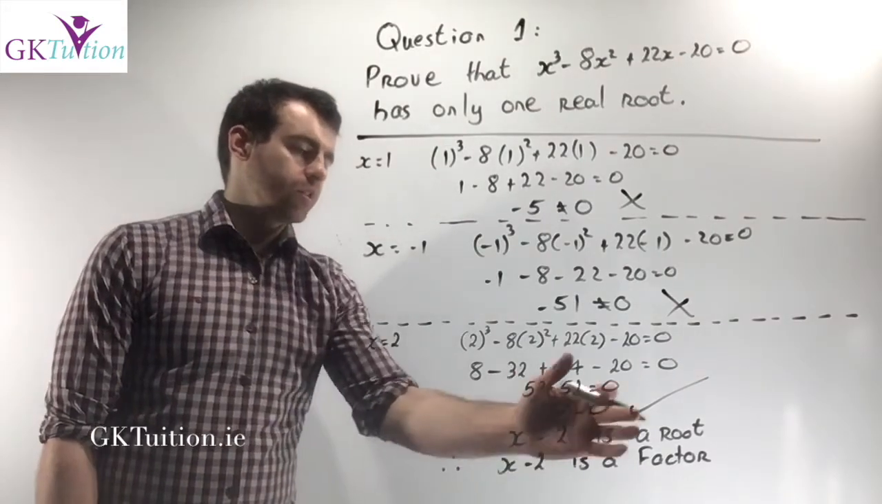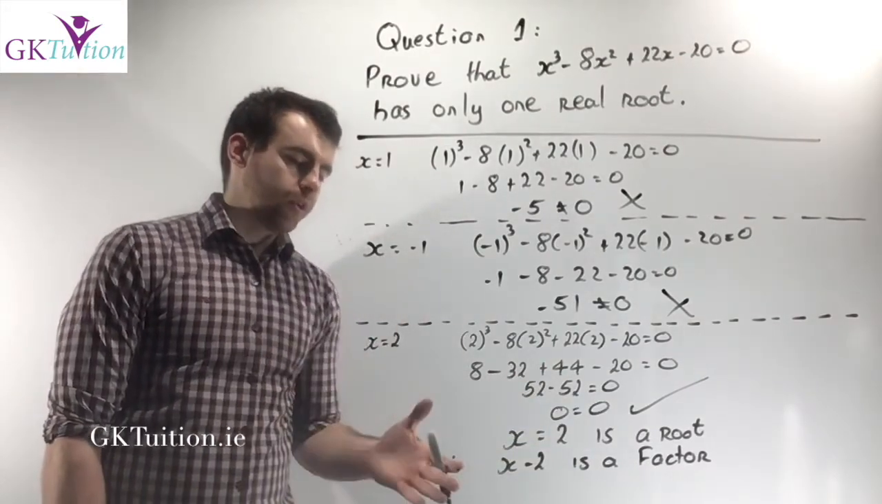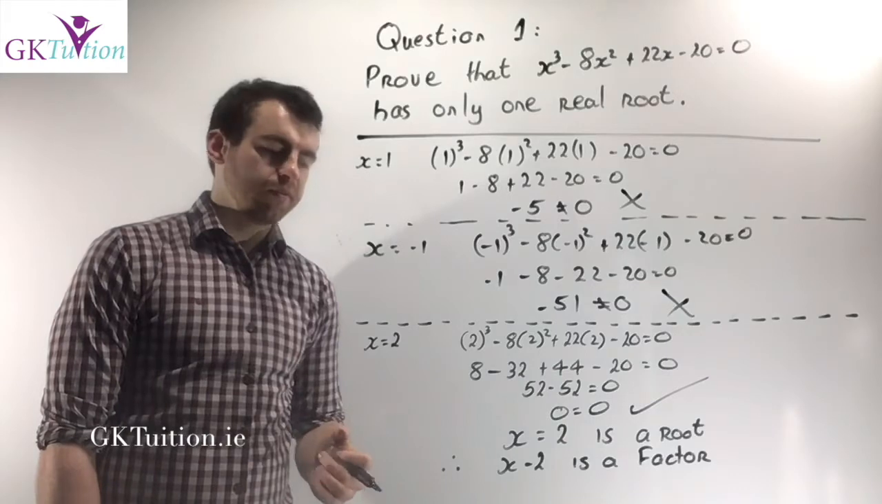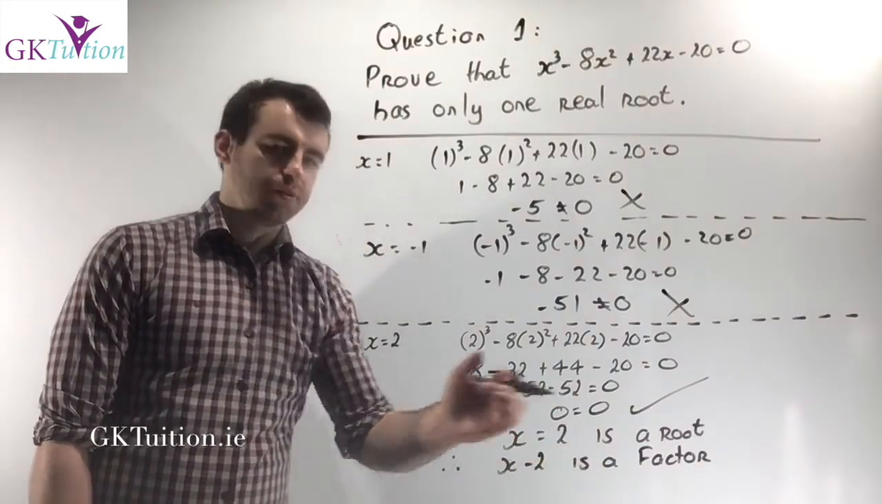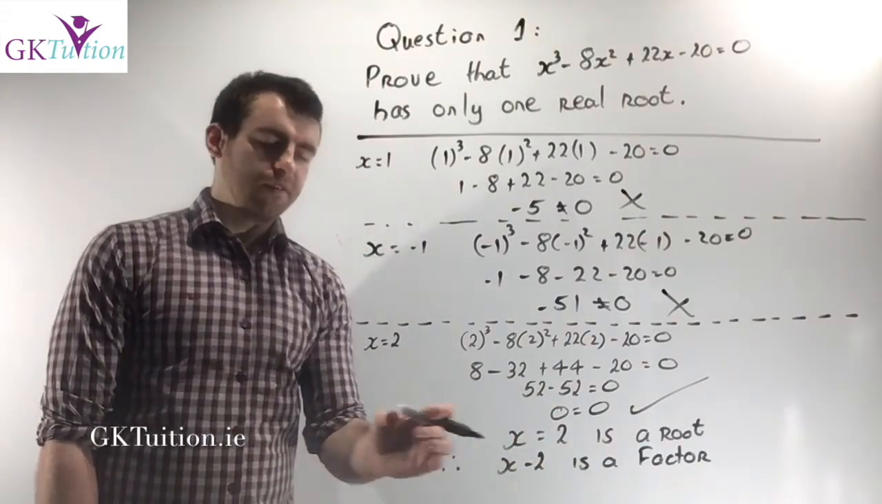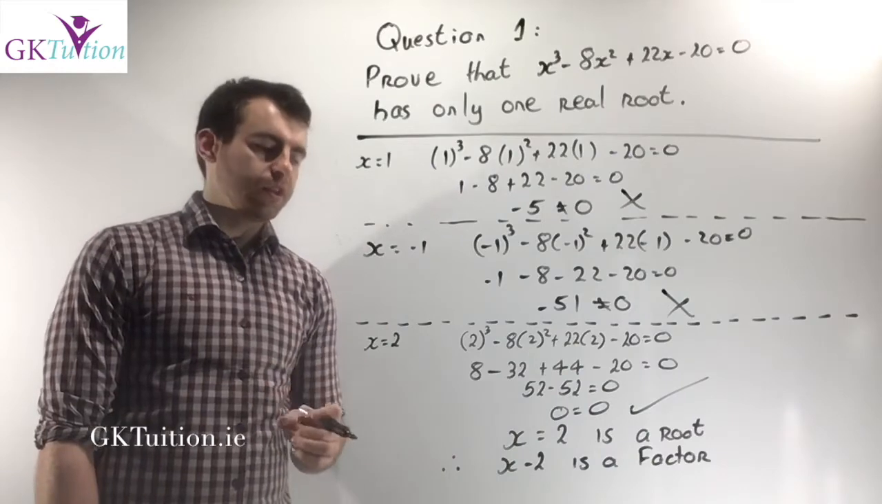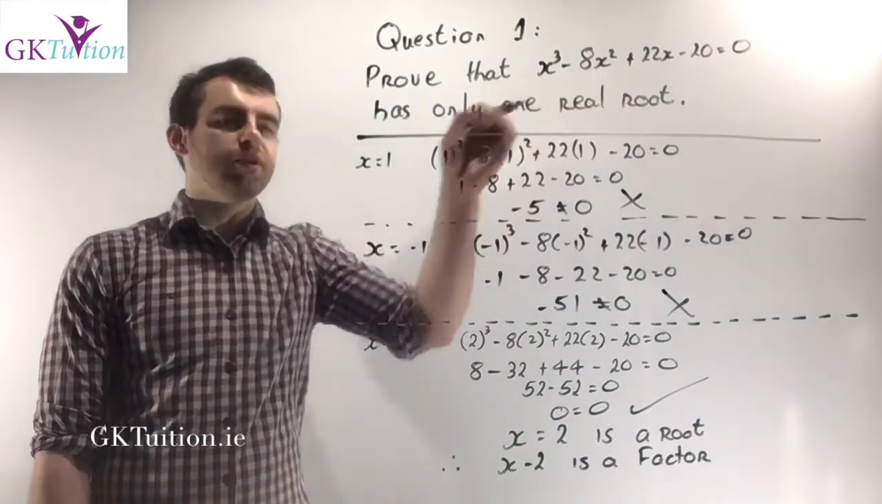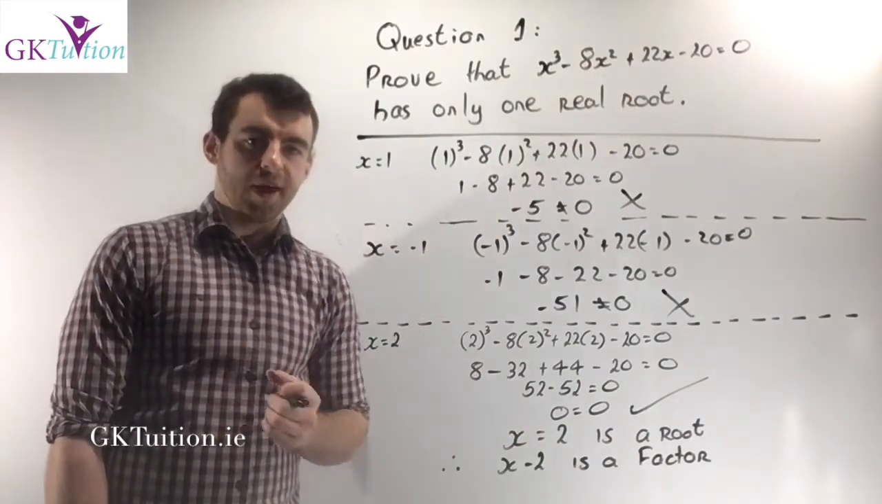We can say that x equals 2 is a root, and then we convert that into its corresponding factor. We can say that x minus 2 is a factor. Once I have that factor, I'm now going to use long division to divide x minus 2 into the original cubic to find the other factor.